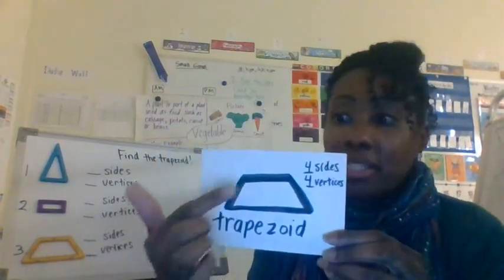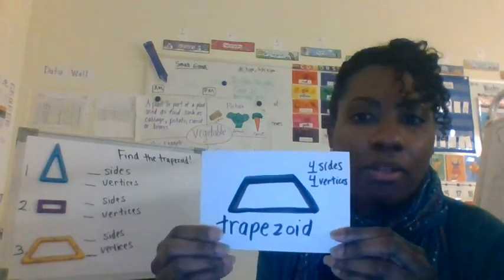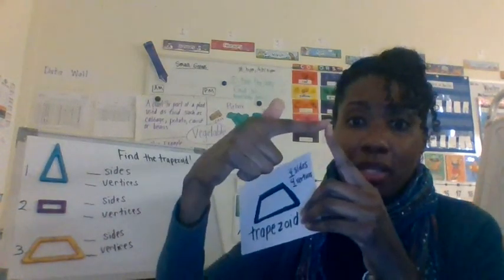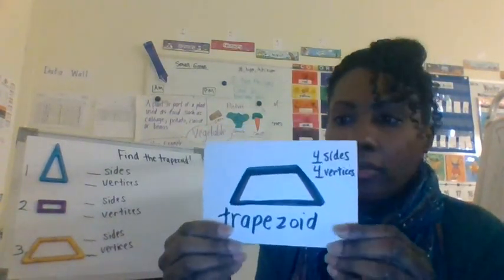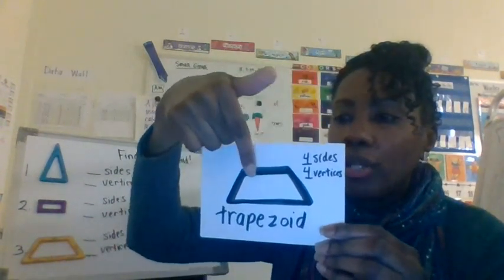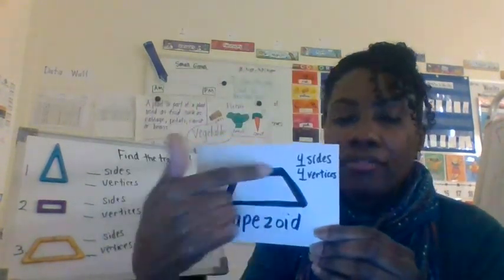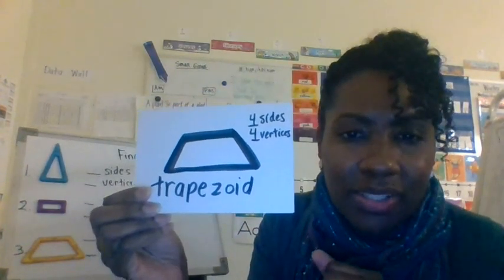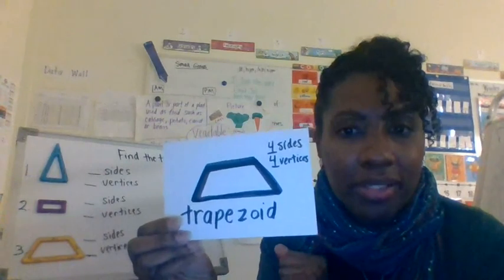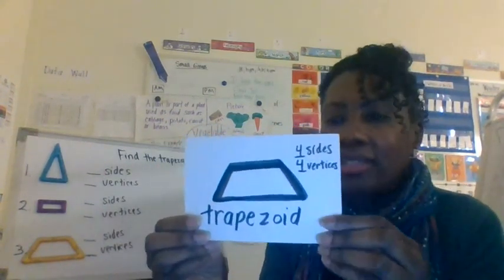So let's count the sides, and then let's count the corners or the vertices where the sides meet to see how many. So let's count the sides. 1, 2, 3, and 4. So how many sides are there, scholars? That's right. The number is 4. And we know that because it was the last number we said when we counted the sides.